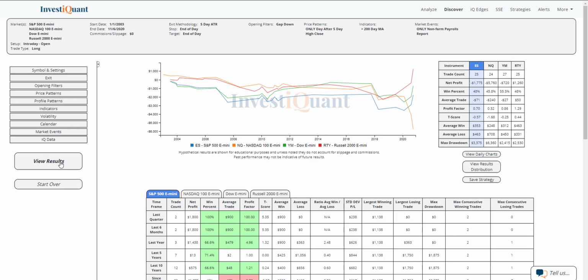And here we go. These are the results of going long at the open, 9:30 a.m. Eastern time, exiting at the close, 4:15 p.m. Eastern time, when you gap down following a five-day high close above a 200-day simple moving average, and today is the non-farm payrolls report. Historically, 25 samples dating back to 2003 in the S&P. We've got 24 in the NASDAQ, 27 in the Dow, 25 in the Russell. If we take a look at the win rates, they're pretty mild. S&P coming in at 48%, the NASDAQ just a touch weaker at 46, the Dow the strongest at about 56, and the Russell 48%.